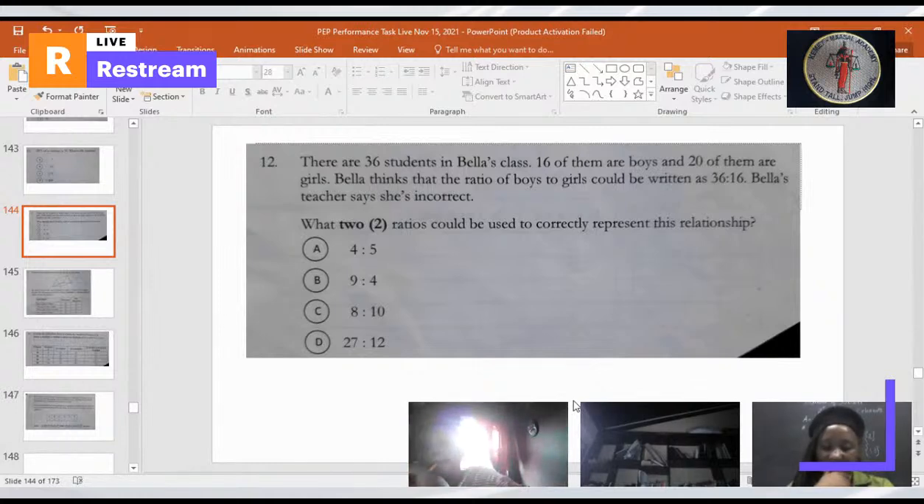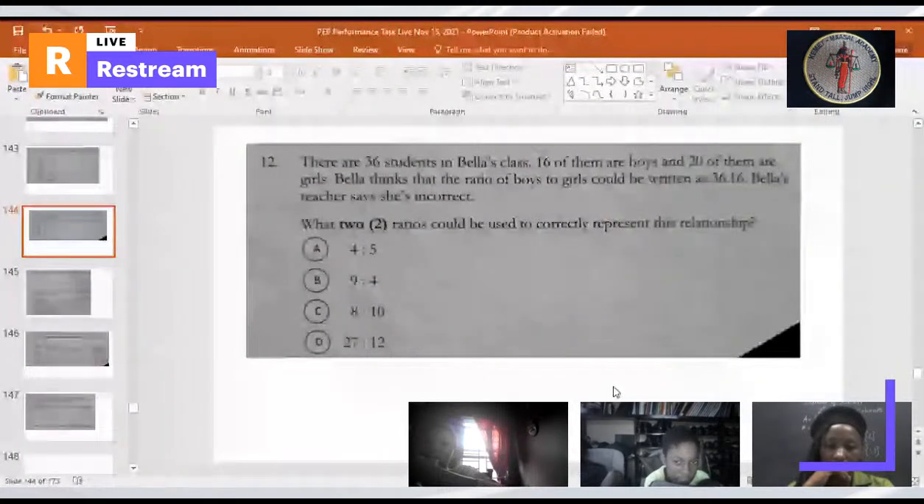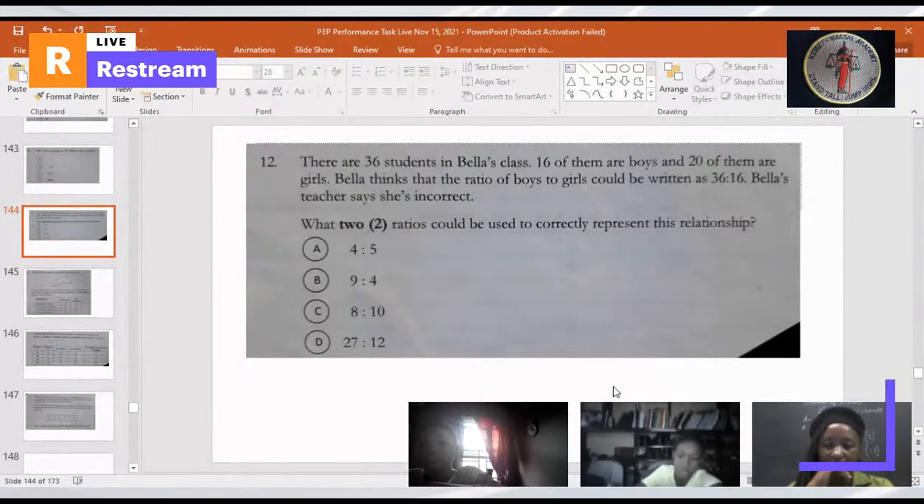John, Amari, Alyssa, anyone in the chat, any ideas? John, go ahead. Miss, the first way to answer correctly is to put 16 to 20, because the question asks for the ratio of boys to girls, and there are 16 boys and 20 girls. The two possible ratios would be C, 8 to 10, and A, 4 to 5. Correct, John.